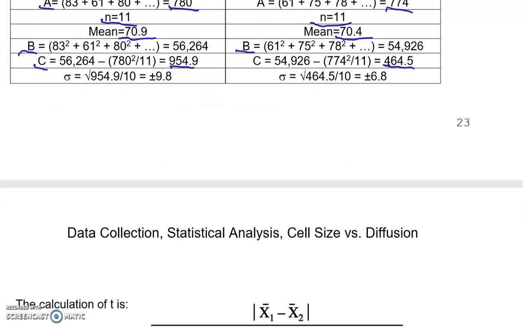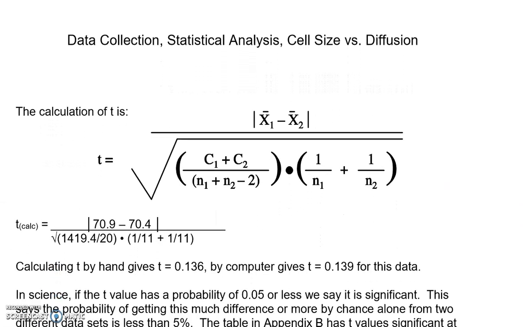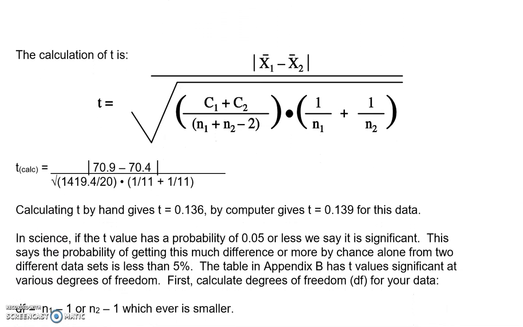and then you can plug all of this into a t-test, a t-formula. So once you have your averages, your C calculated, and the N you already know because that's the number of data points you have, you can plug this into this formula, and then you calculate your T. And your T calculated in this case is 0.136, which is very, very small.